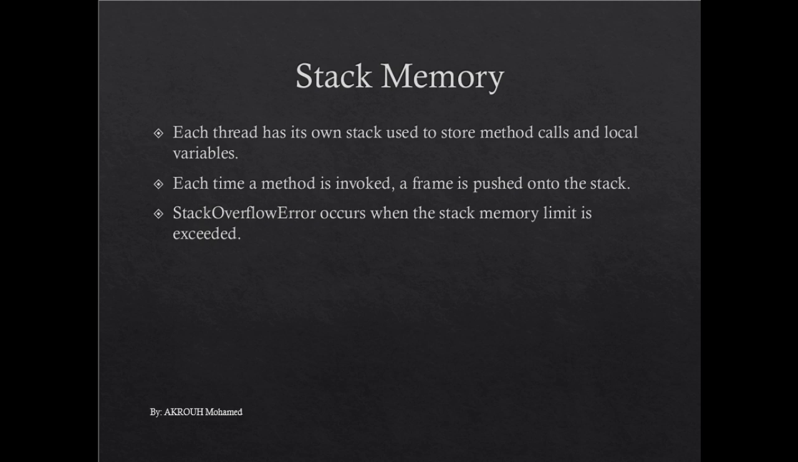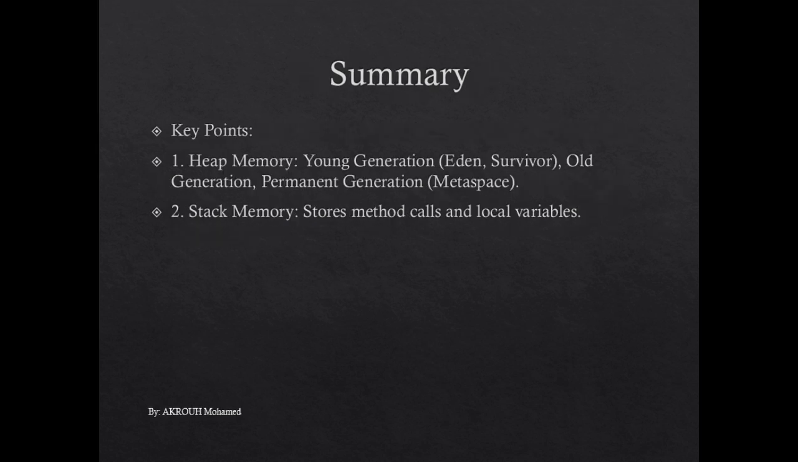Deep recursions or too many nested method calls can lead to a stack overflow error, which happens when the stack memory limit is exceeded. To summarize, heap memory consists of the young generation, which includes the Eden and survivor spaces, the old generation, and the permanent generation, or metaspace in modern JVMs. Stack memory stores method calls and local variables for each thread.